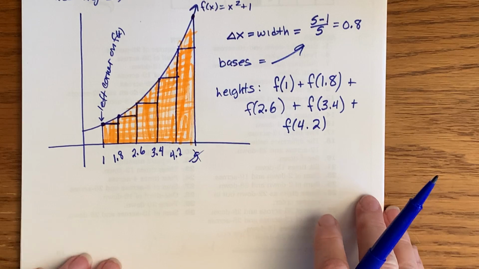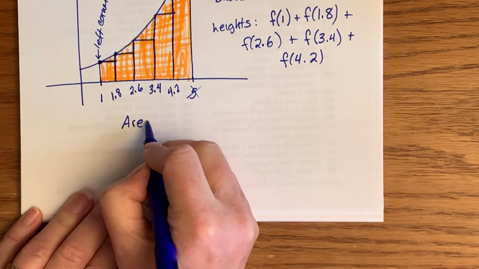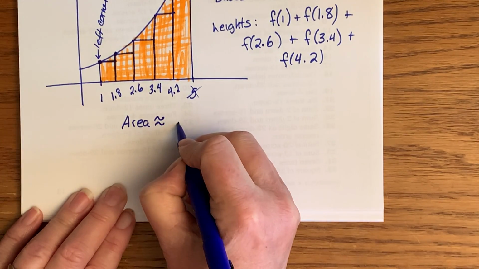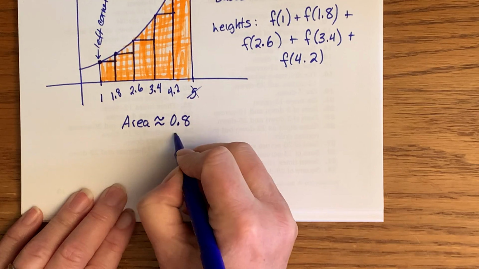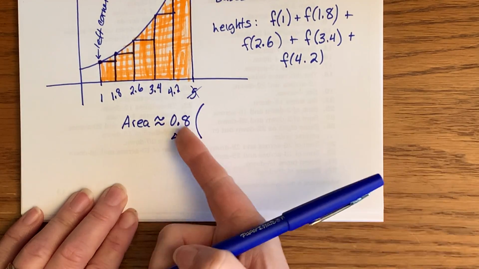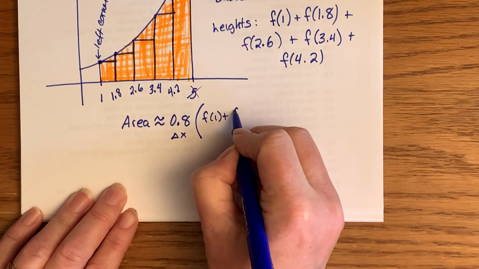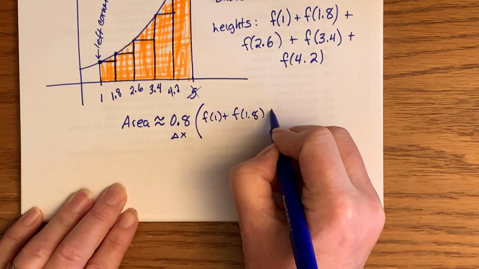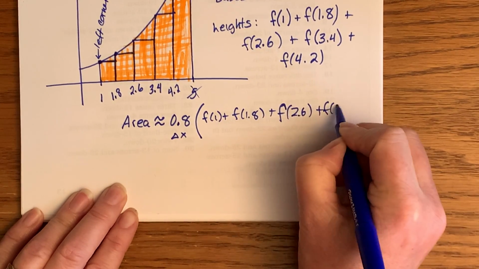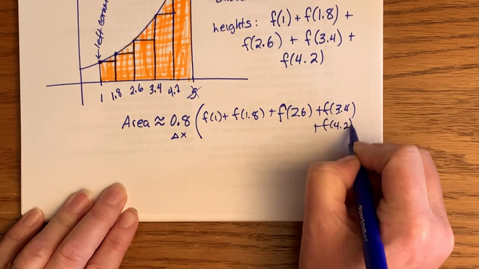But we're going to get a little fancy here. All right, here we go. So our area will be approximated by our width, which is the delta x, times each of the heights. I'm just going to use distribution notation here. F of 1, f of 1.8, f of 2.6, f of 3.4, plus f of 4.2.